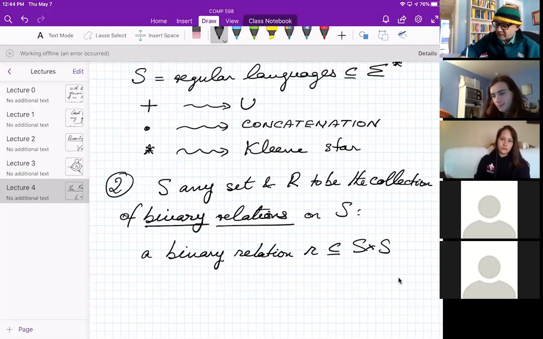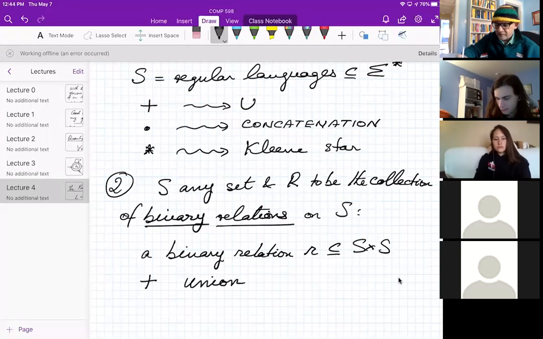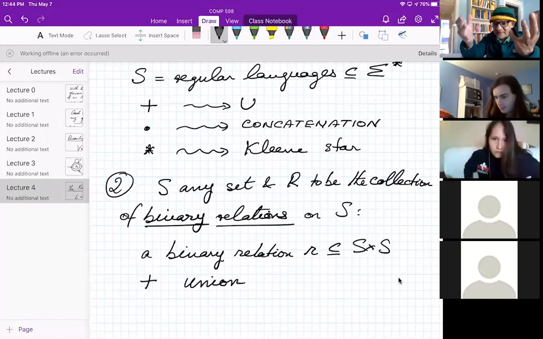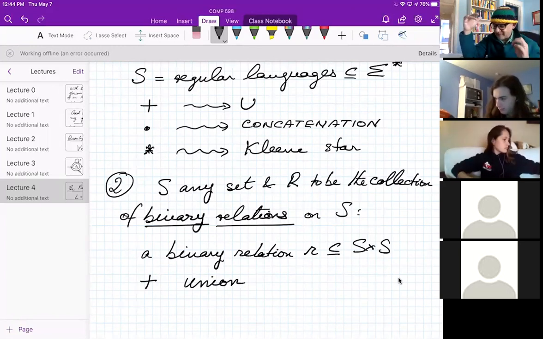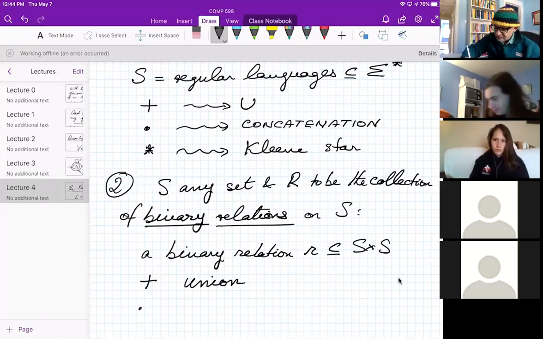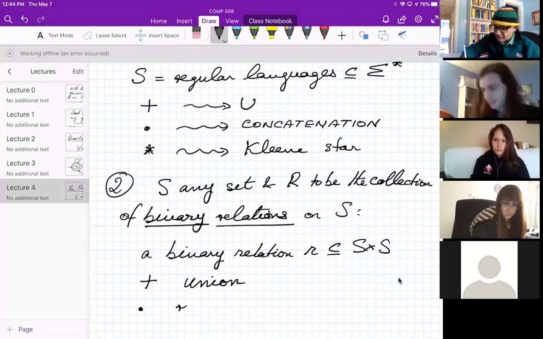So how do binary relations form a Kleene algebra? So plus is union. And what do you mean union? Well, I just said a relation is a set of pairs. So you take two relations, you just throw all the pairs together. And that's just a binary relation. There's no conditions on being a binary relation. It doesn't have to be transitive or anything. So this operation is always defined. This operation is relational composition.